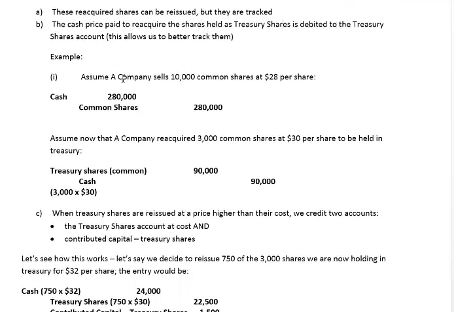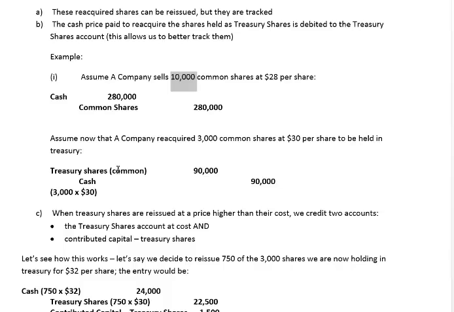So let's say we're a company, and we sell 10,000 common shares at $28 a share. What we're used to doing is debiting cash and crediting common shares for what we've paid for the shares. Let's assume that now of those 10,000 shares, we decide to buy back 3,000 of them, and we're going to hold them in Treasury. Again, we said that we're going to track the Treasury shares by debiting them, not common shares, although these Treasury shares are a subset of the common share account. So in other words, these 3,000 shares are part of the 10,000. We don't debit the common shares.